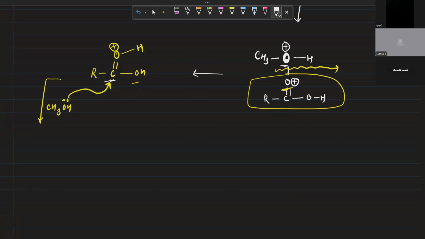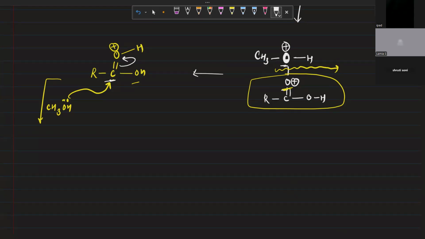SP3? Are you sure? SP2, sorry, SP2. Yeah, SP2. So after attacking this, the carbon has fully completed its bonds. It doesn't form a fifth bond. So what will happen? The bond shifts to oxygen. Okay, yes or no?